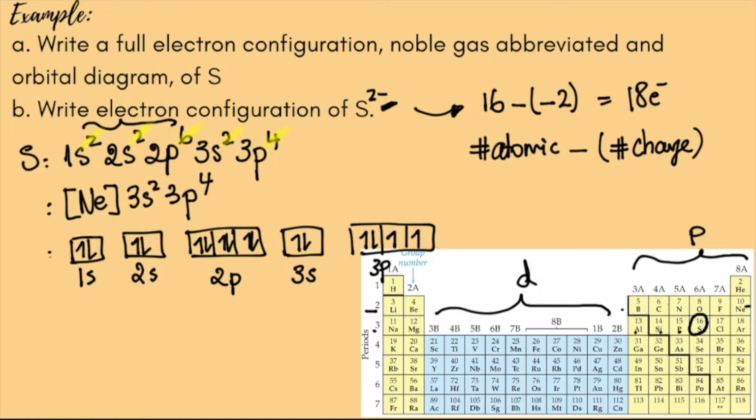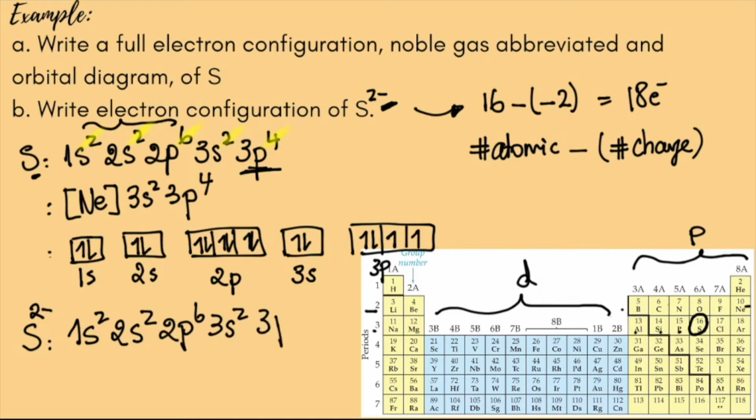In this case, the electron configuration of S2 minus would be the same as sulfur, but we add 2 electrons. Those 2 electrons are going to be added to the p, because remember the p needs 6 electrons, but right now we have only 4. So: 1s2, 2s2, 2p6, 3s2, 3p6.